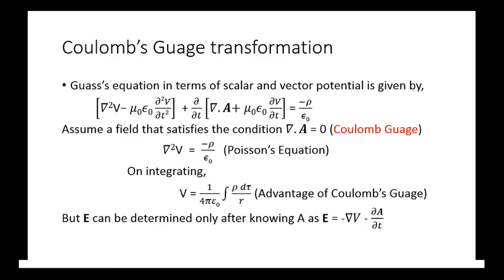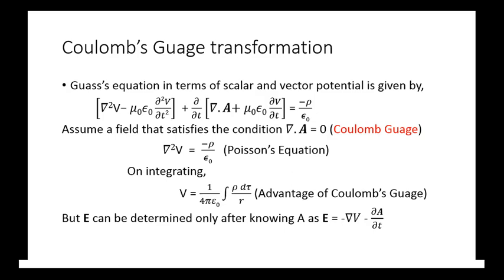But we know that even though we have got the scalar potential, we cannot determine E, because E can be determined only by finding out A also. So E is equal to minus del V minus dou A by dou T. So that is the advantage of Coulomb gauge, to find out the electric potential easily. So that's about the Coulomb gauge transformation.